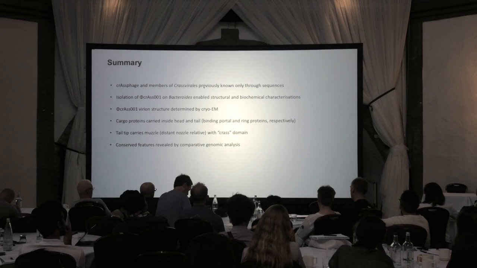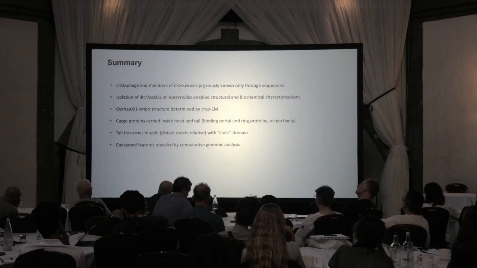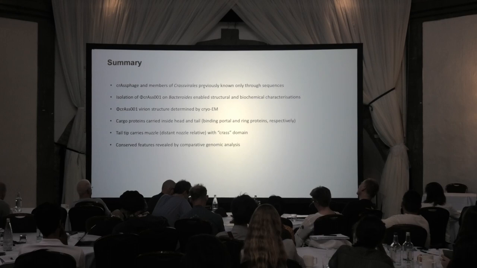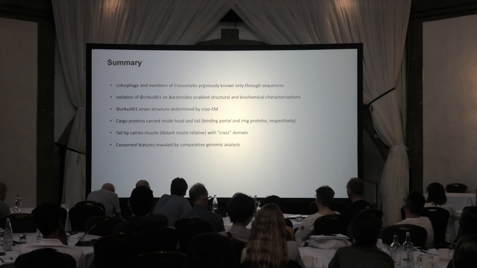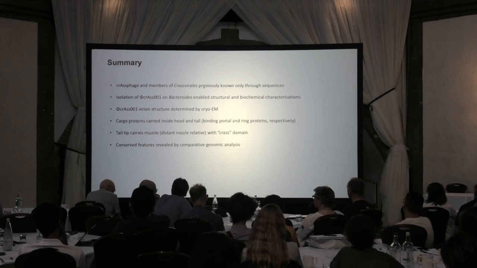So just to summarise, members of crassvirus were previously only known to us through bioinformatic analysis. We didn't really know what crassvirus looked like structurally. But work by Andrew Sokrov and Colin Hill enabled us to structurally characterize crassvirus 01. One of the defining features is this ability to carry a large complement of proteins inside the head and the tail. It's associated with the portal and the ring proteins, respectively.